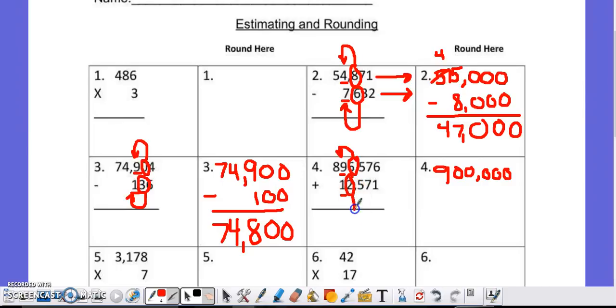This is a 2. It's a 4 or below, so I leave the 1 in the 10,000s alone. Then anything circled and to the right becomes a 0, and you will be all right. Keep in mind, we've changed our operation to addition.